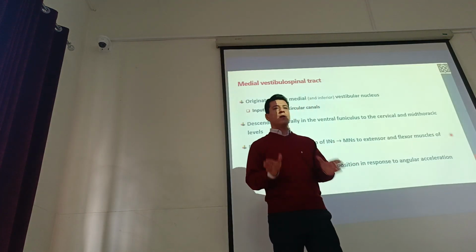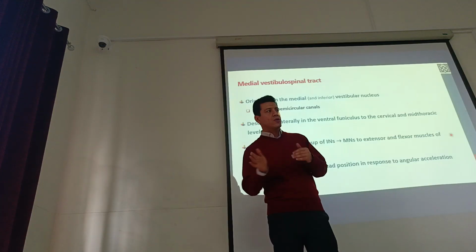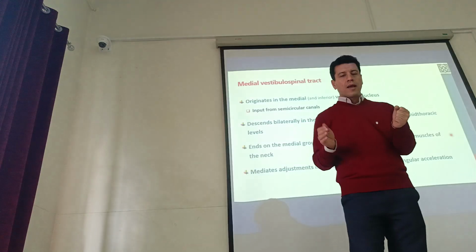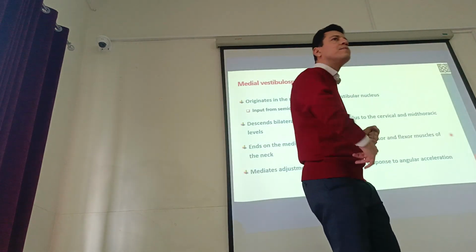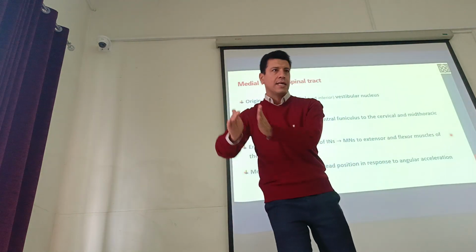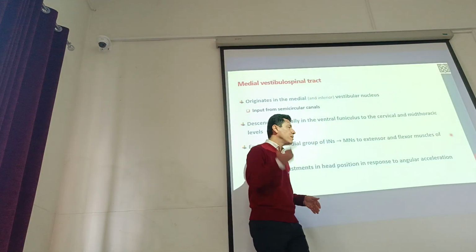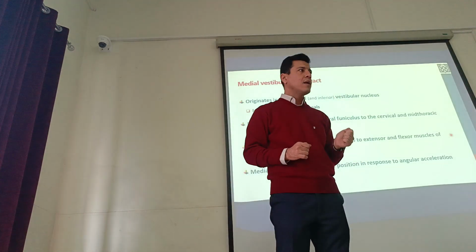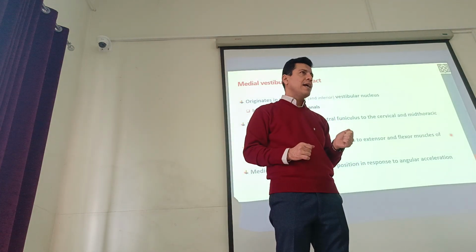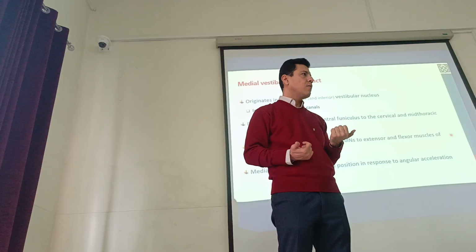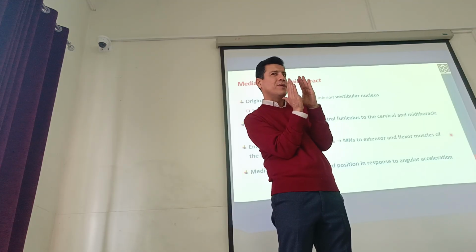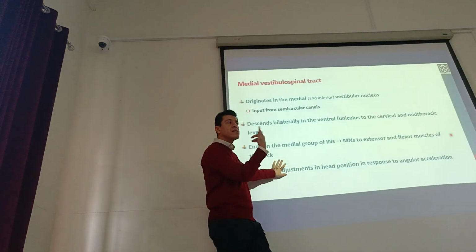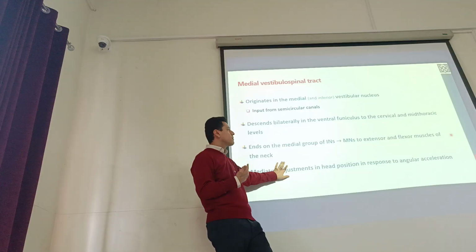So, for example, when we have angular acceleration, you're driving a car and you turn around very fast, right? Because of this angular acceleration, this system is activated. So you're turning this way, okay? At the same time, your head moves this way. Why? Because it tends to keep your body balanced, right? So this is the function of the medial vestibulospinal tract, right?